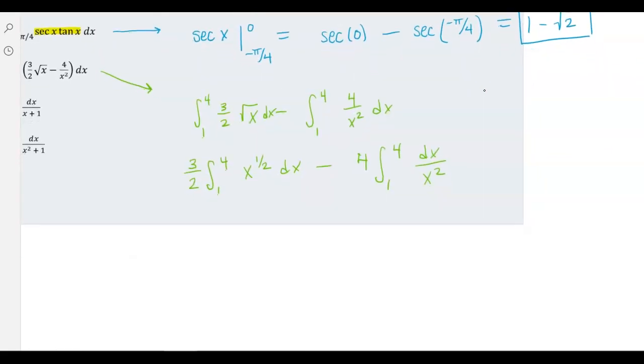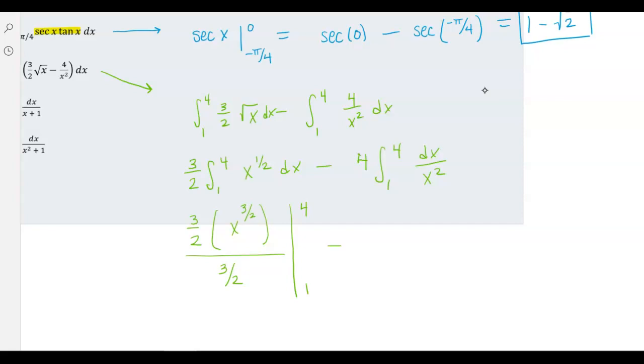The reverse power rule says that when I take an integral of something, I'm going to raise the power up by 1 and then divide by the new power. So this 3/2 is kind of just out on the front. I'm going to raise the power up by 1, so that would go up to 3/2. And then I would divide by the new power. And I'm going to evaluate it between the bounds of 1 and 4. So that's my first term.